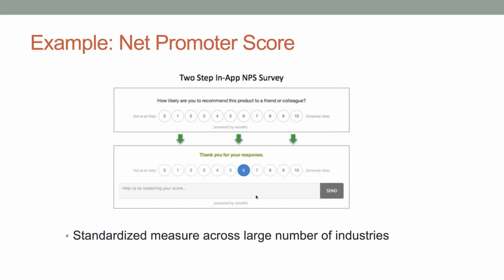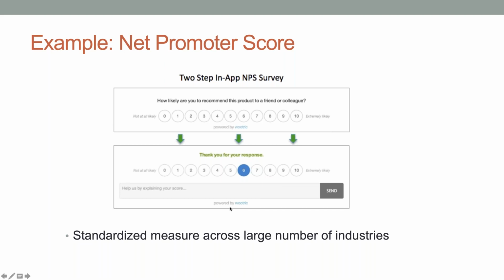So if you've been on the web and bought products from a website, oftentimes you'll be presented with a survey like this, which says how likely are you to recommend this product to a friend or colleague, and pick a number between 1 and 10. And in this case, it's a bit more fancy because it asks you also to provide some written feedback as well. So the Net Promoter Score is a standardized measure across a large number of industries, and they can look at the score you give and compare it to other industries.